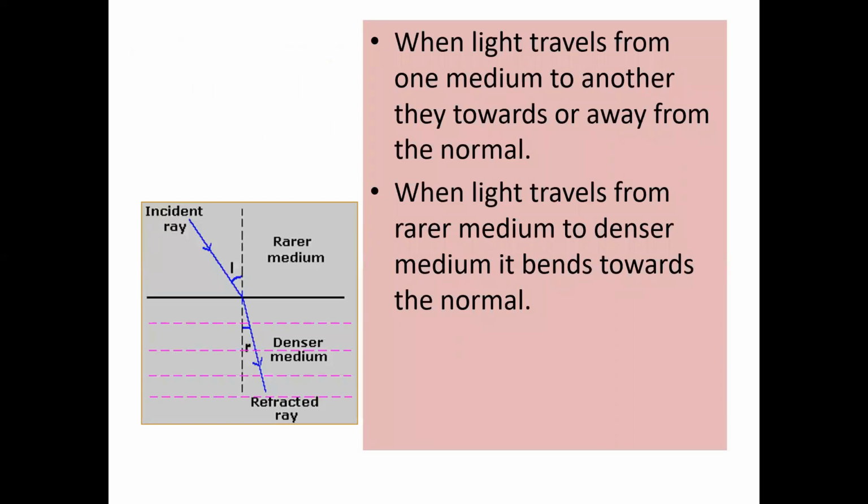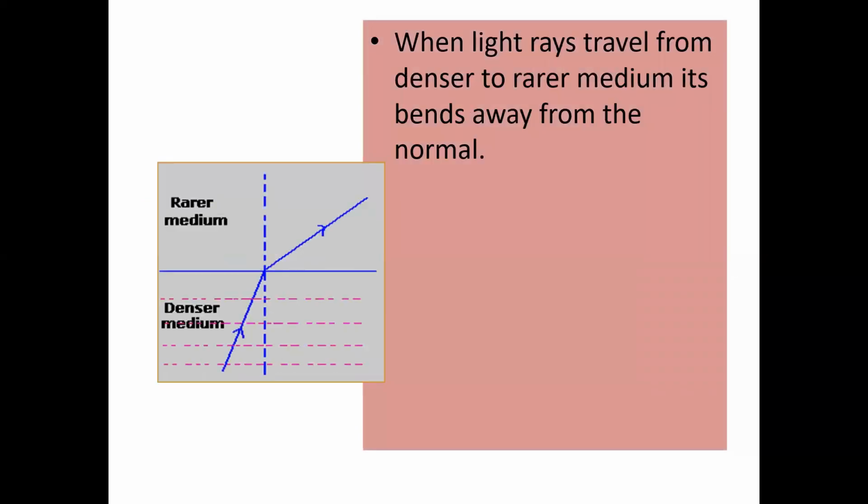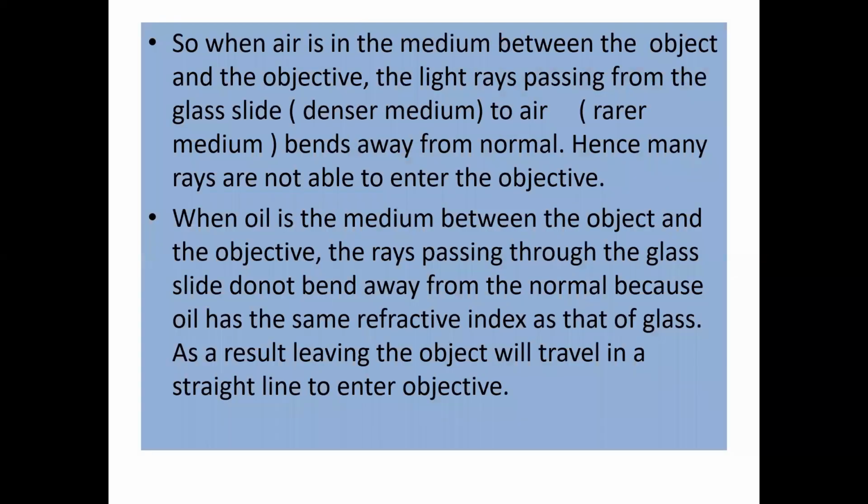We all know the behavior of light changes when it passes from one medium to another. When light travels from a rarer medium to a denser medium, it bends towards the normal, which you can see in the image here. Whereas when light travels from a denser medium to a rarer medium, it bends away from the normal. This is the principle used in the oil immersion objective lens when we are using the oil.